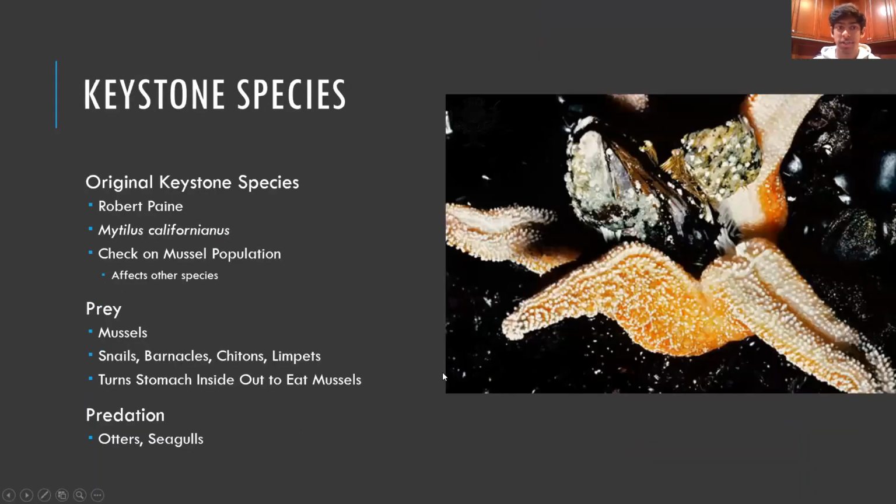So Pisaster is a keystone species. In fact, it's literally the original keystone species. Robert Paine, who invented the term and the concept of keystone species, was doing the work that led to it when he was studying Pisaster ochraceus and its relation to Mytilus californianus, which is basically a type of mussel.